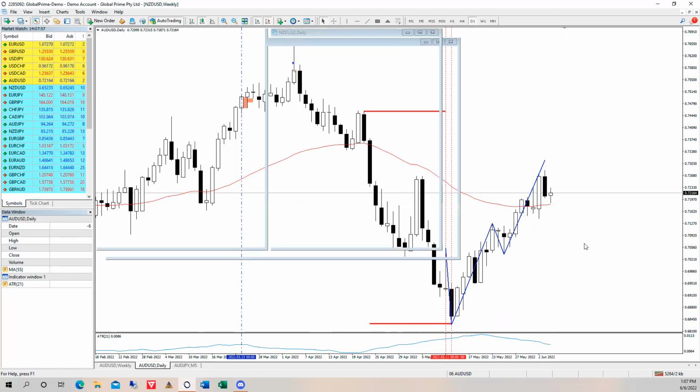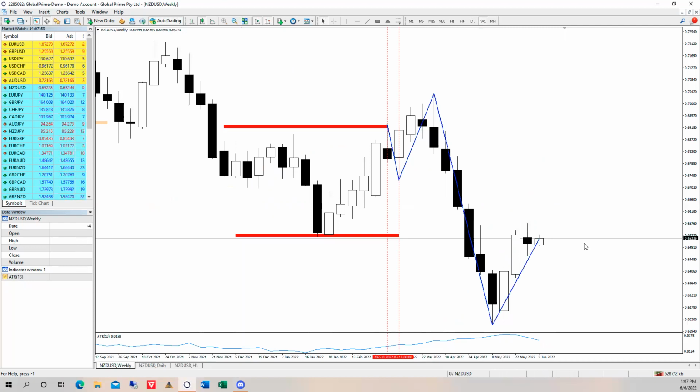Kiwi, similar kind of picture, just a little bit more weakness on the New Zealand dollar as opposed to the Aussie. What this has done, though, especially with last week's spinning top over here, is shown that this resistance level of the HTC channel on the weekly time frame is in fact holding. So let's wait and see if that continues.